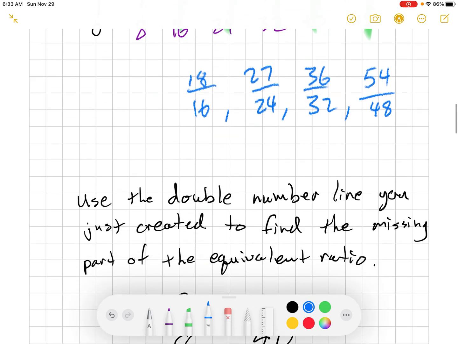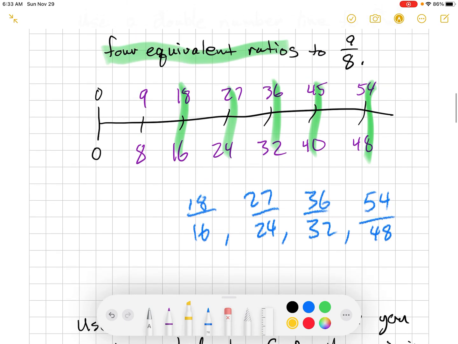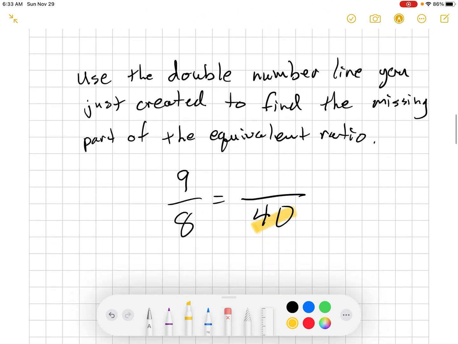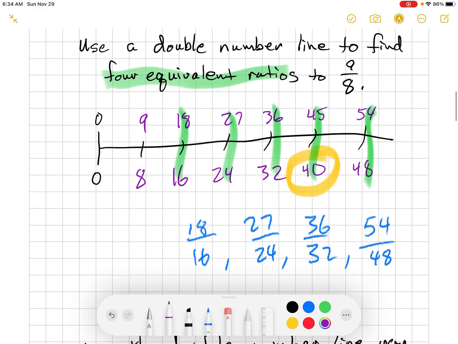All right. Now, let's use that double number line we just created to find the missing part of the equivalent ratio. 9 over 8 is equal to something over 40. So we're looking for that 40, and that 40 is right there. So what number would we need? We'd need that 45 that goes on top, right? Let's go with the 45 right here. There we go. There's that double number line part that comes from up above, right?